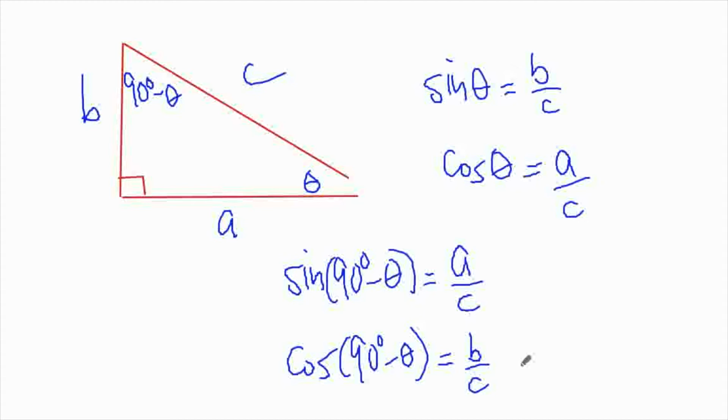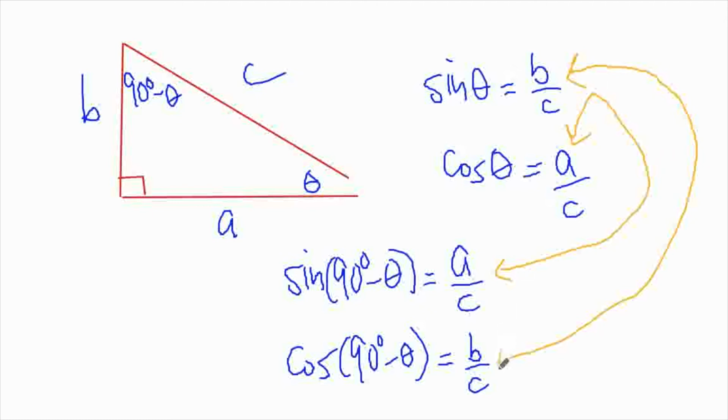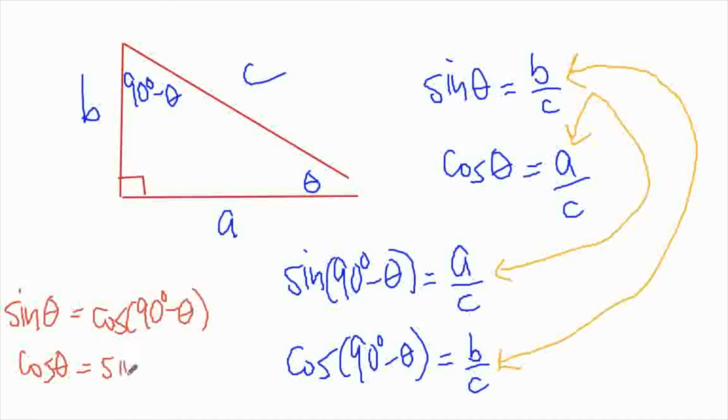All right. And notice that we have some things that are equal. So these two are equal, and these two are equal. So this is how you can derive another identity, which is that the sine of an angle is equal to the cosine of 90 degrees minus the same angle. Likewise, the cosine of an angle is equal to the sine of 90 degrees minus an angle. Very good.